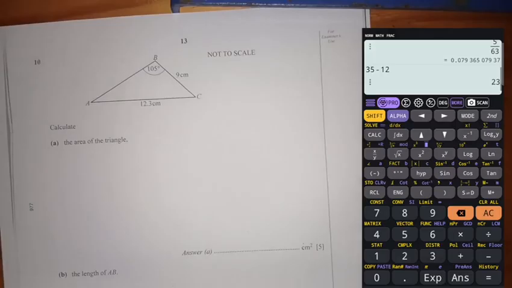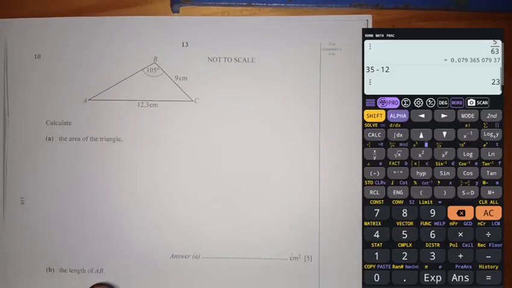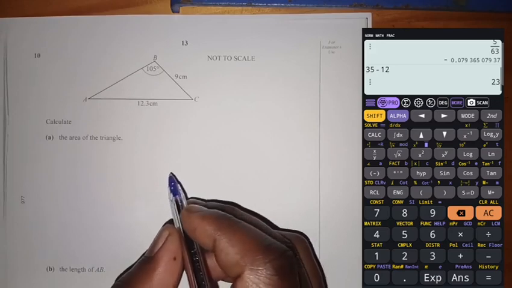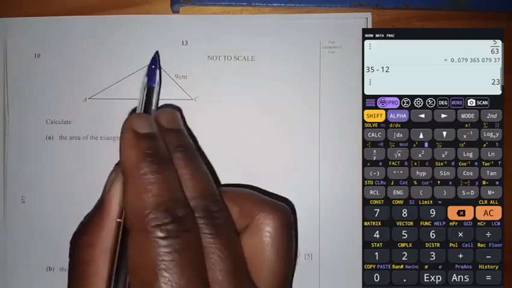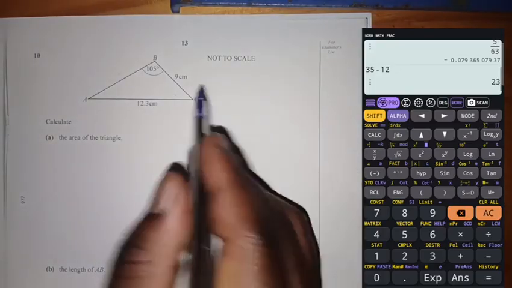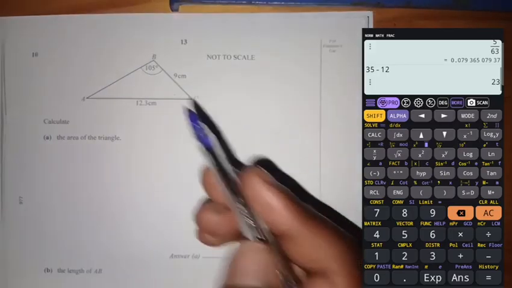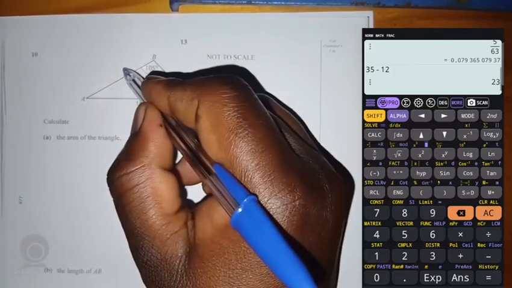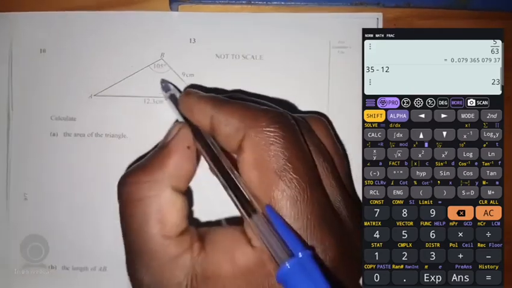Next question, question number 10. Calculate the area of the triangle. To find the area of the triangle, we need two sides and an included angle. We need this side or this angle here. So it's up to us. If we can calculate this angle, we are going to use these two sides. If we can calculate this side, we are to use just that. Mind you, this is 5 marks. So let's try. This is a complete pair.